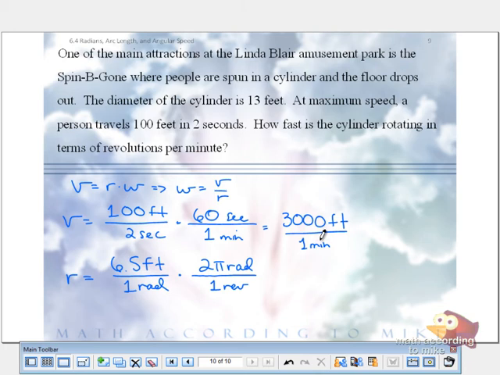And then the R will be 13 pi feet per 1 revolution. So since we're trying to solve for omega, and that means omega is V over R, we have to divide the V fraction by the R fraction. So I'm just going to shorthand this, if that's okay. Since we're dividing by a fraction, we'd have to flip and multiply. Notice in the process of flipping and multiplying, what cancels? The feet.